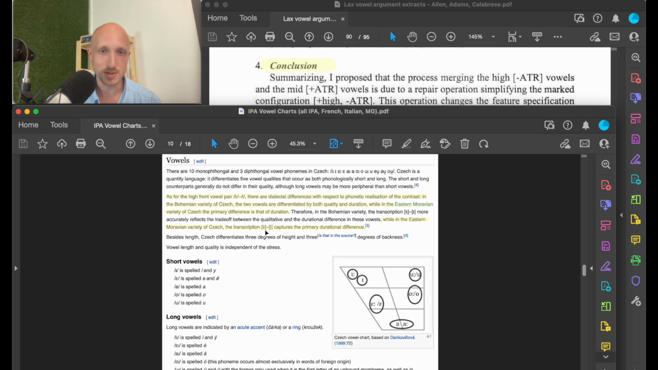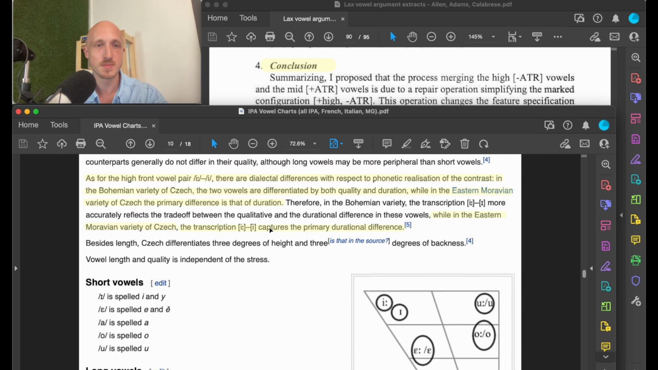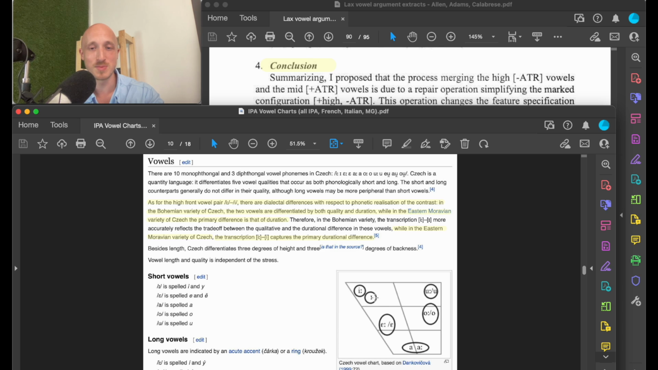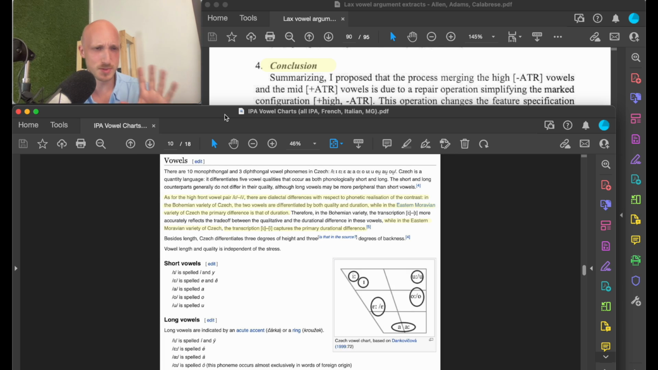Well, until I looked closer, and I found that as for the high front vowel pair of long E, short E, there are dialectical differences with respect to phonetic realization of the contrast. In the Bohemian variety of Czech, the two vowels are differentiated by both quality and duration, while in East Moravian, the primary difference is that of duration. Okay, so even not all of Czech agrees with this. So this is the Bohemian variety. It isn't actually all of Czech. So no help really from the Czech language.